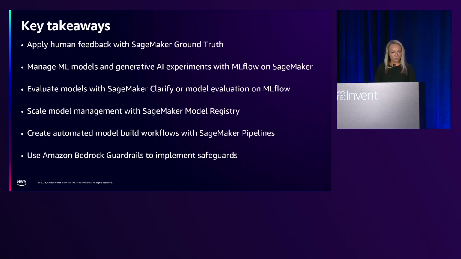All right. We have more time than I thought we would have, so that's great news. We'll do a quick wrap up and then we'll leave 5 minutes for questions and answers. Some of the things we talked about today were applying human feedback to create and evaluate high quality models with SageMaker Ground Truth.